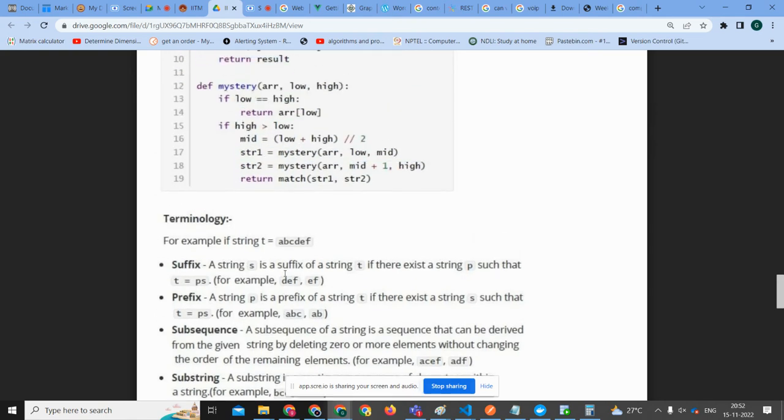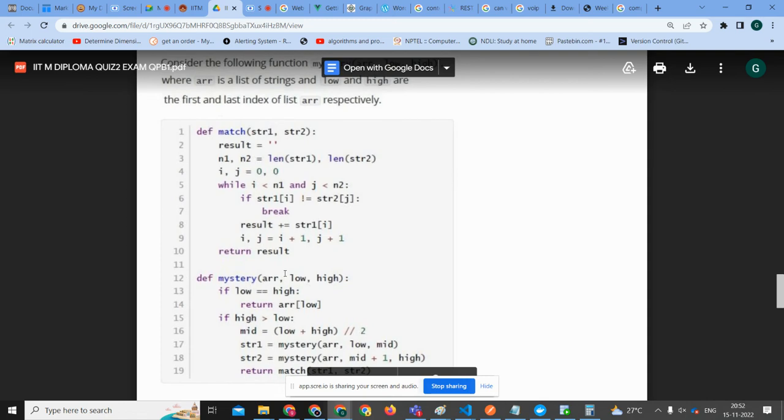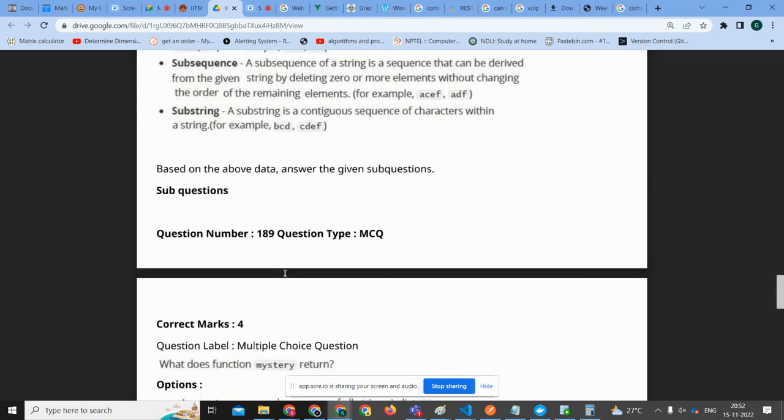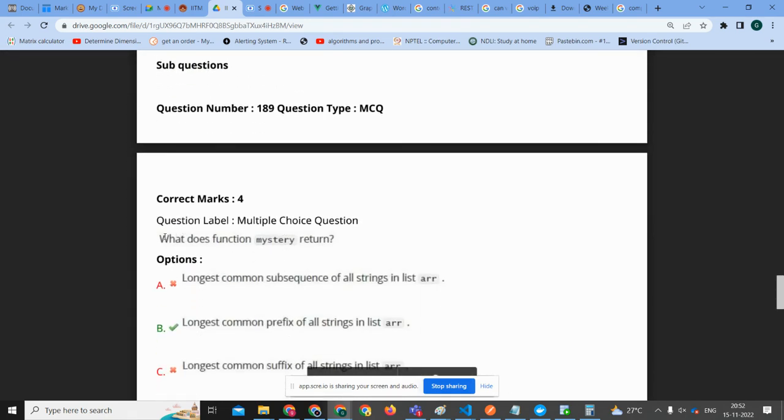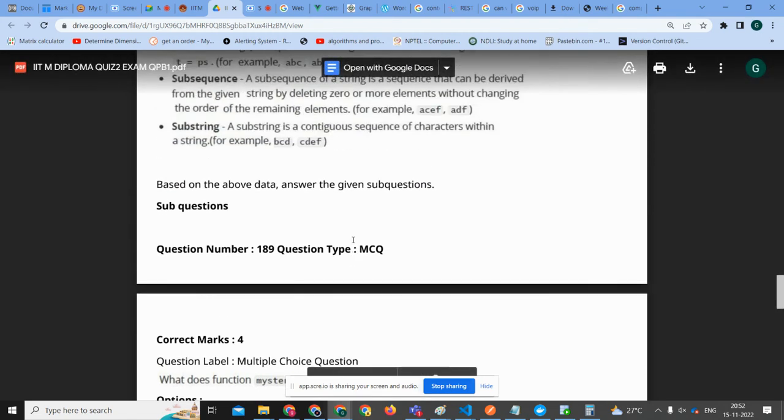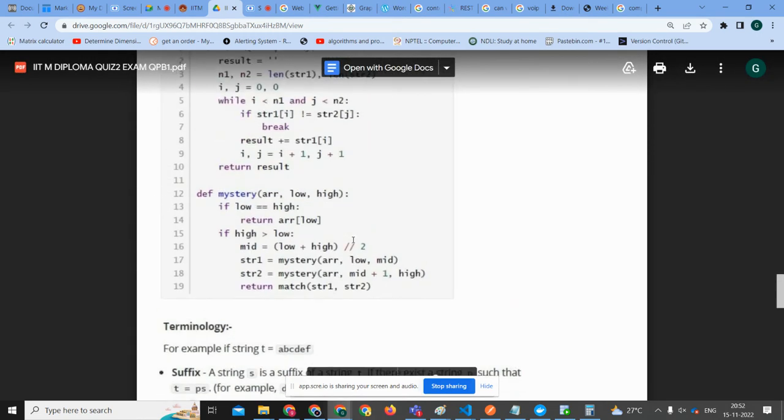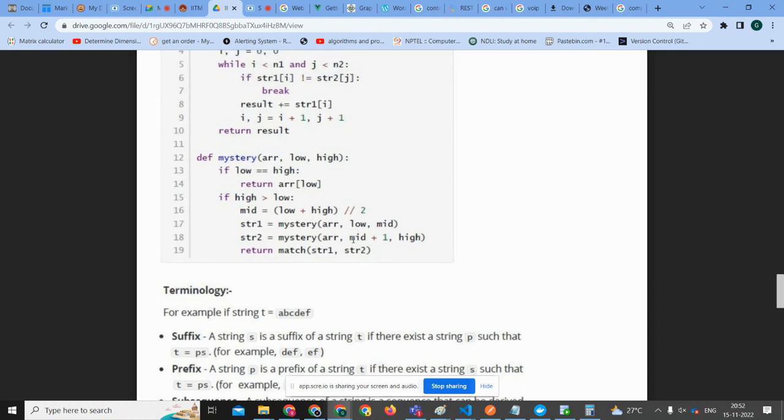Okay. Fine. So we have a match function and a mystery function. Let's see what the mystery function returns. It's a 4 mark question. We just need to understand what this mystery function is.